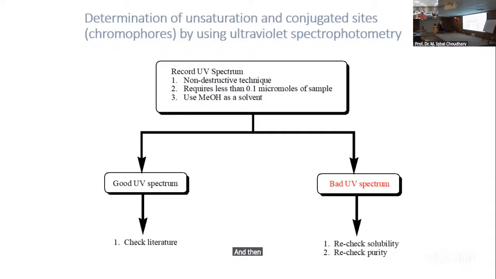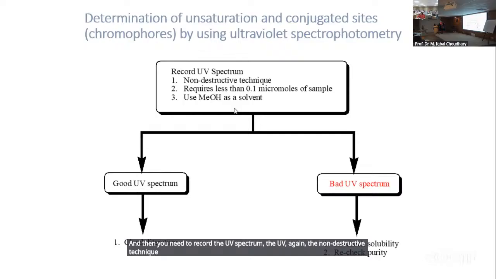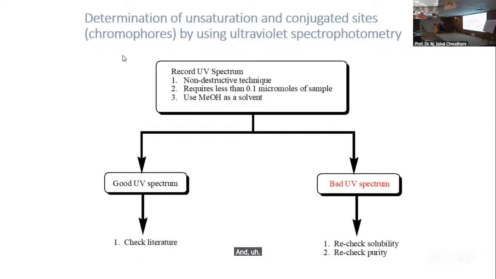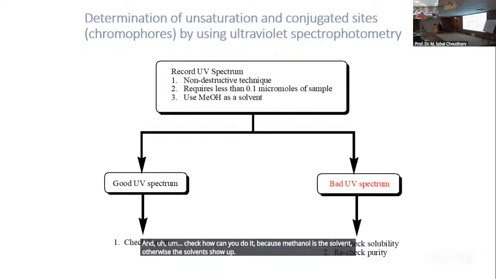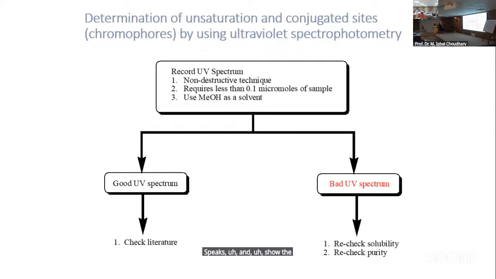And then you need to record the UV spectrum. The UV, again, is a non-destructive technique, and it's very sensitive, requiring only 0.1 micromolar of the sample. Usually methanol is used as a solvent. And if your compound is not soluble, maybe you need to reconsider and check how you can do it, because methanol is the solvent. Otherwise, the other solvents show peaks and show absorption actually.